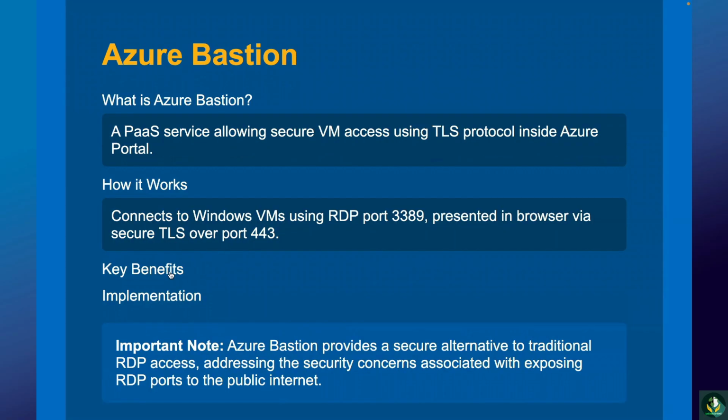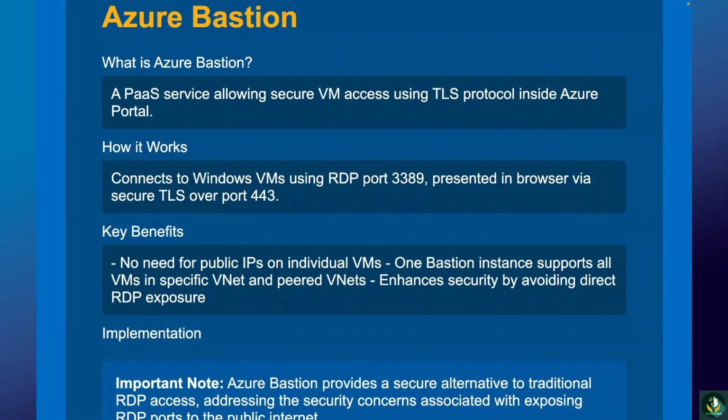Now let's take a look at key benefits of using Azure Bastion. The first benefit is elimination of public IPs. You don't need to assign public IP addresses to every VM you want to access. This significantly reduces your attack surface and simplifies network security management. The second benefit is a centralized access point. A single Azure Bastion instance can support all VMs in a specific virtual network and in virtual networks that have established peering. This centralization simplifies management and reduces costs.